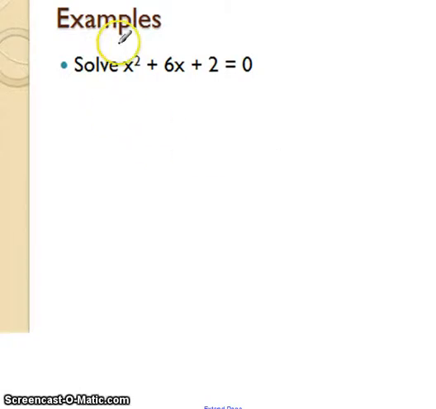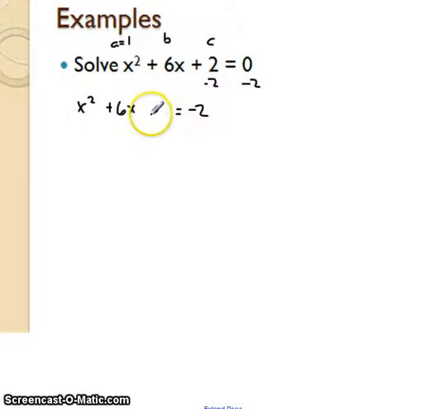So I'm going to note here that a is equal to 1, b is equal to 6, and c is equal to 2. What we're going to first do is make room for our new c. So I'm going to rewrite this quadratic equation by moving the 2 to the right side. I'm just going to subtract 2 from both sides, and that'll give me negative 2 over here.